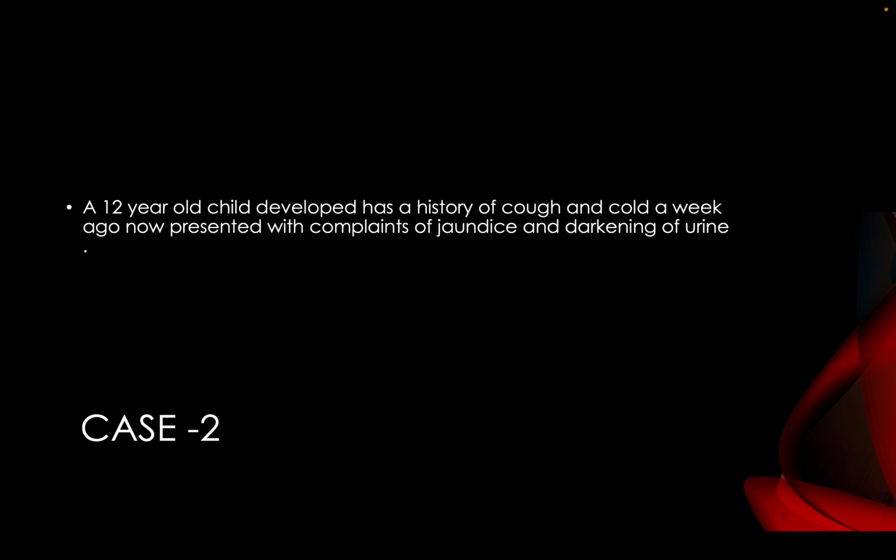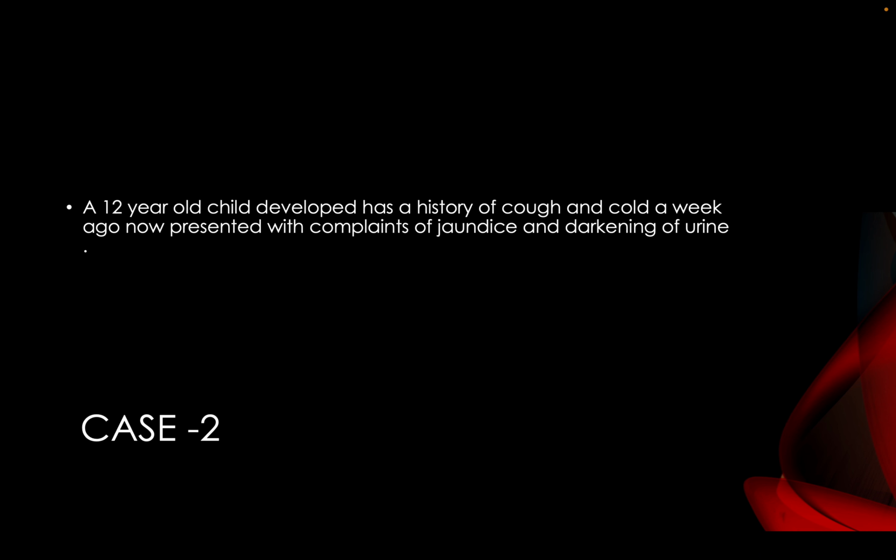So a 12-year-old child has developed a history of cough and cold a week ago, now presents with complaints of jaundice and darkening of urine. So this is a 12-year-old child, has a history of upper respiratory tract infection with cough and cold, and now developed complaints of jaundice and darkening of urine. So there is jaundice, and darkening of urine is also there.